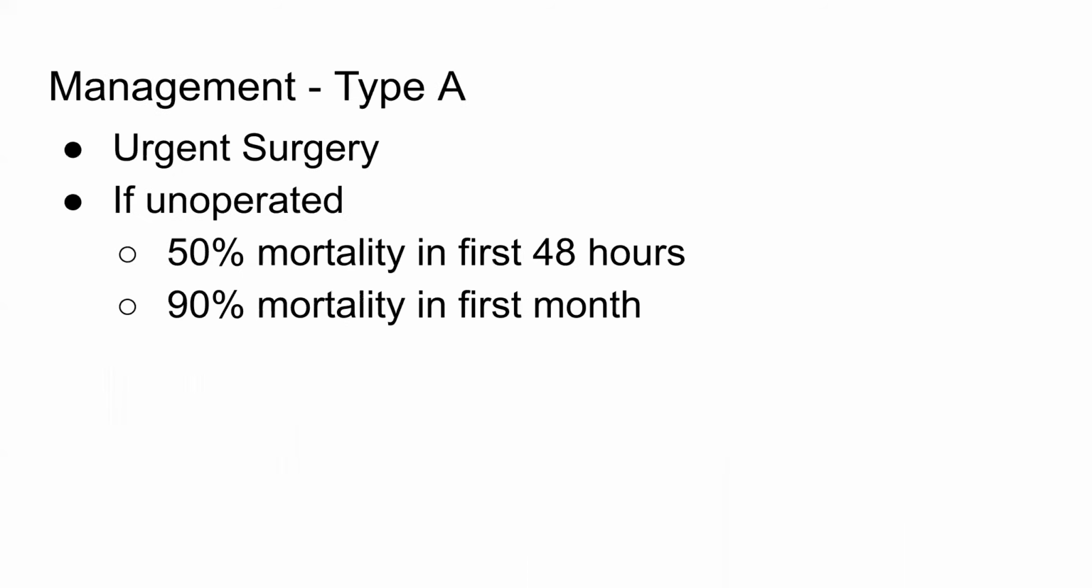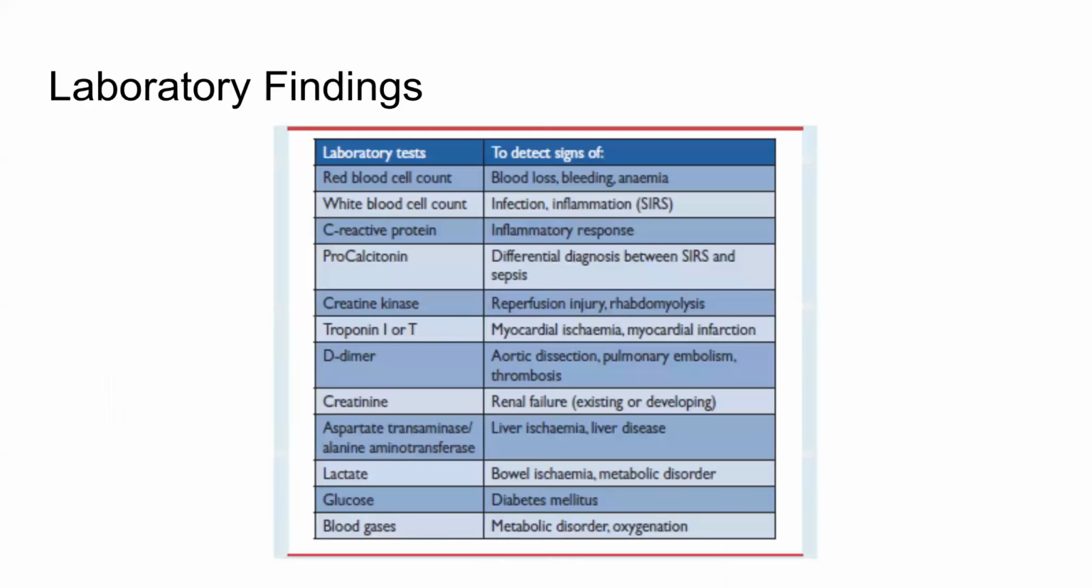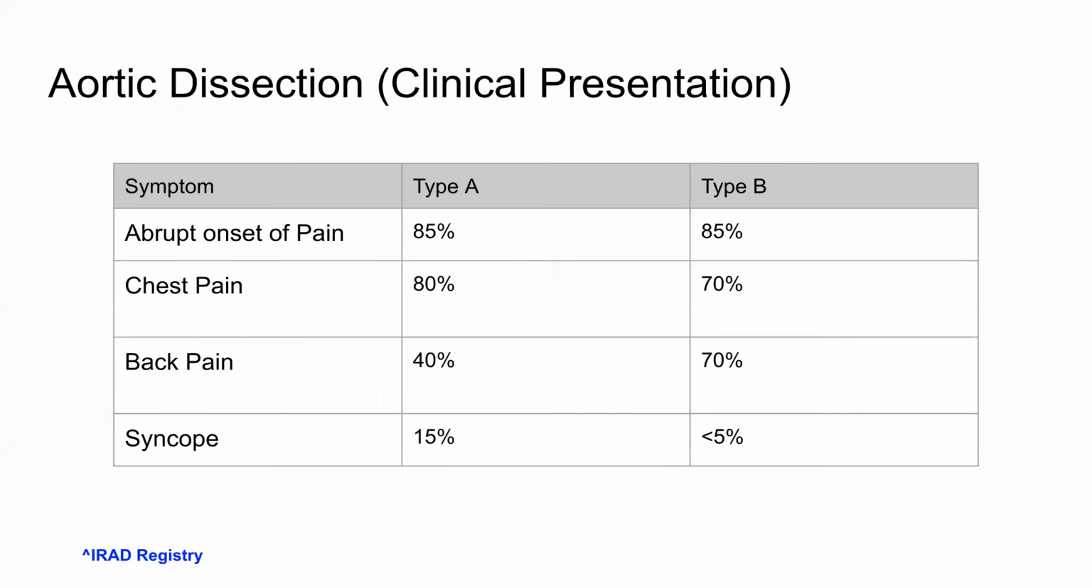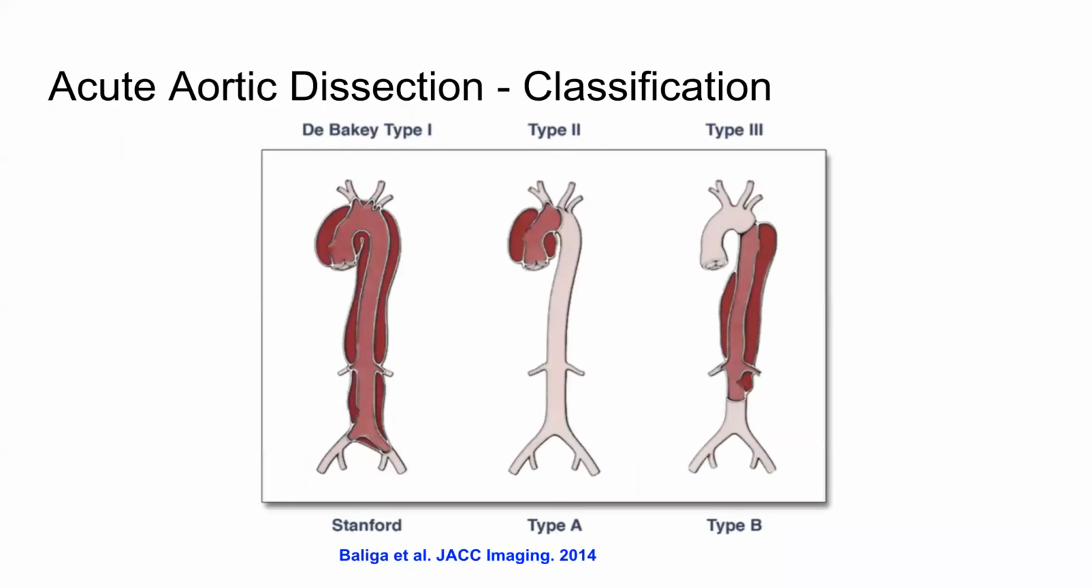Okay. Now, as far as type A aortic dissection, I'll go back to differentiation between type A and type B. So type A is when you have involvement of the ascending aorta. This is type A. Okay. Type B is descending aorta.